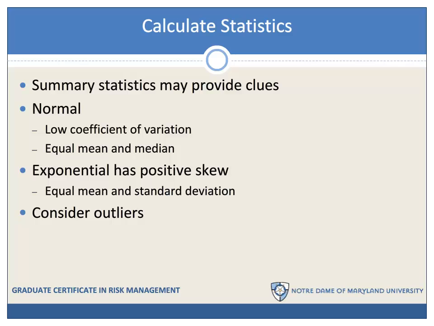The exponential distribution has a positive skew, so if you're looking at data and its tail is skewed to the right, and you calculate the mean and the standard deviation and they are approximately equal, then there's a good chance that you're dealing with an exponential distribution. Sometimes you can consider outliers to help you figure out what distributions may or may not be useful, because some have tails that capture your outliers while others may not.